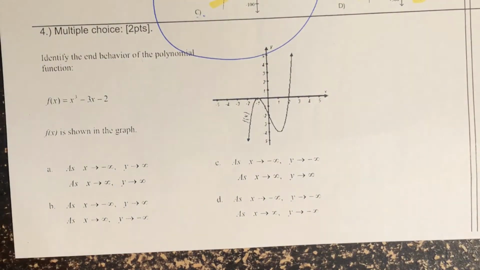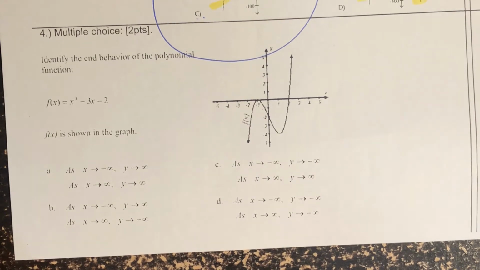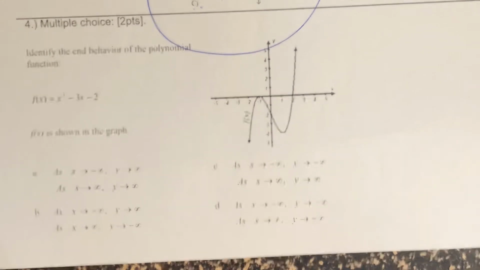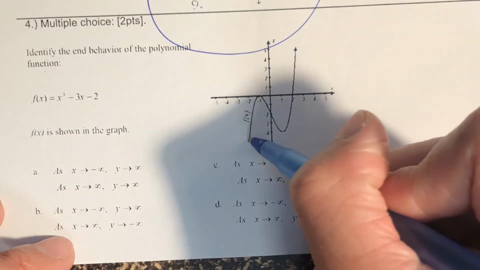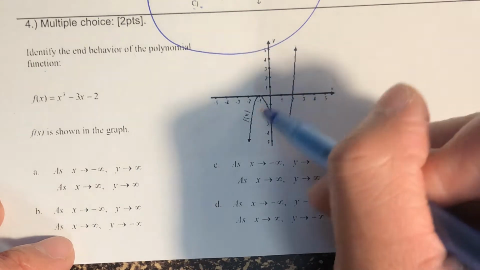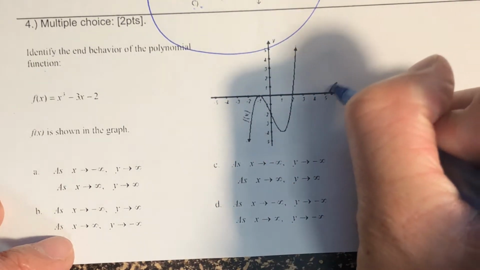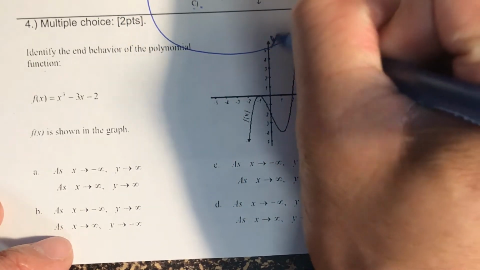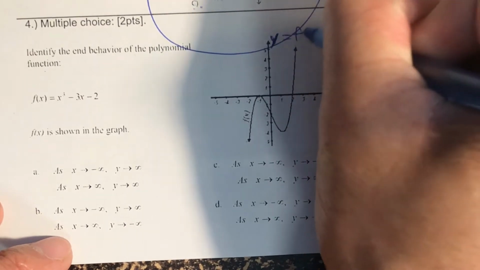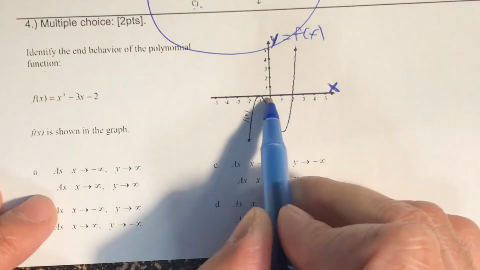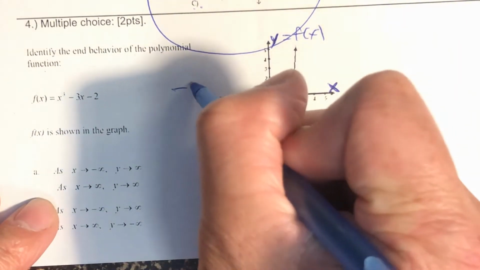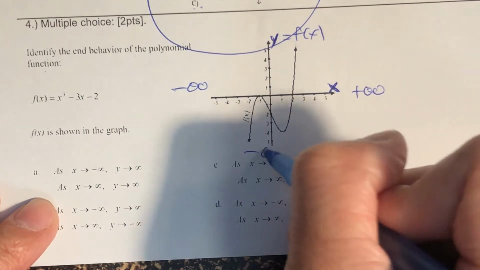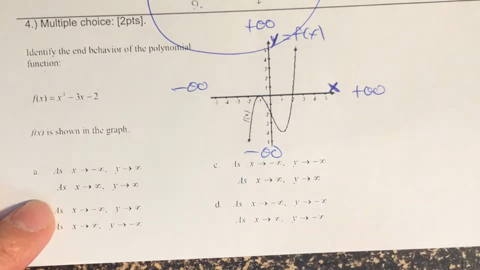Number 4. Okay, now we have the sentence for end behavior. Identify the end behavior of the polynomial function. So look at these arrows. And this is your x, and this is your y. Another way of saying y is f of x. And the numbers on the x-axis going to the right are positive numbers, and if they're going to the left, they are negative numbers. Going down is negative, and then here it is positive.